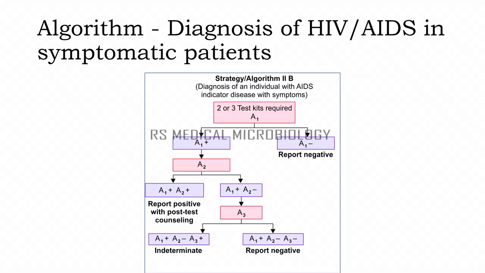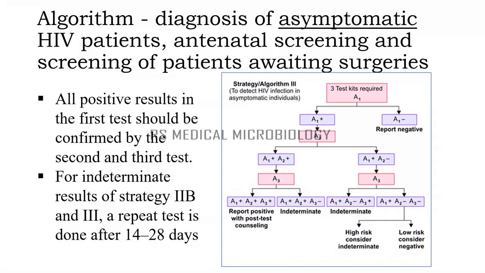Finally, you have the algorithm 3, which is basically for asymptomatic patients, for antenatal screening or for patients who are undergoing surgery. So again, here you use 3 tests. So first one is a very sensitive test. If it comes positive, you go for the next step, where for your second and third, you are going to use a very specific test. So if all the 3 tests come positive, then you don't have any doubts, you are going to go on with the post-test counseling and chart out your next steps.